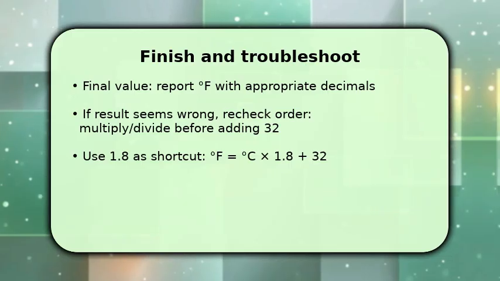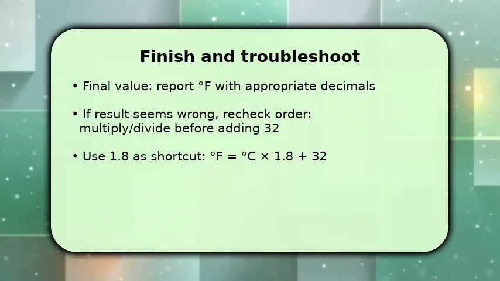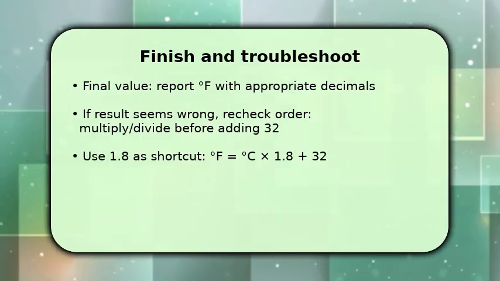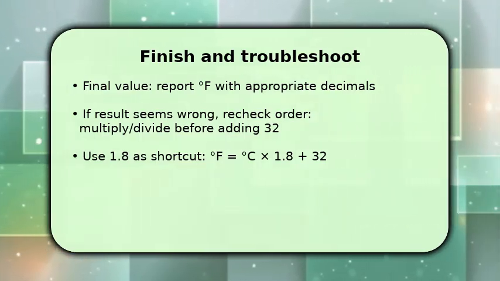If the number looks off, troubleshoot by verifying your order of operations. You must multiply and divide before adding 32. Also check you didn't use 32 at the wrong point or swap 9 and 5.